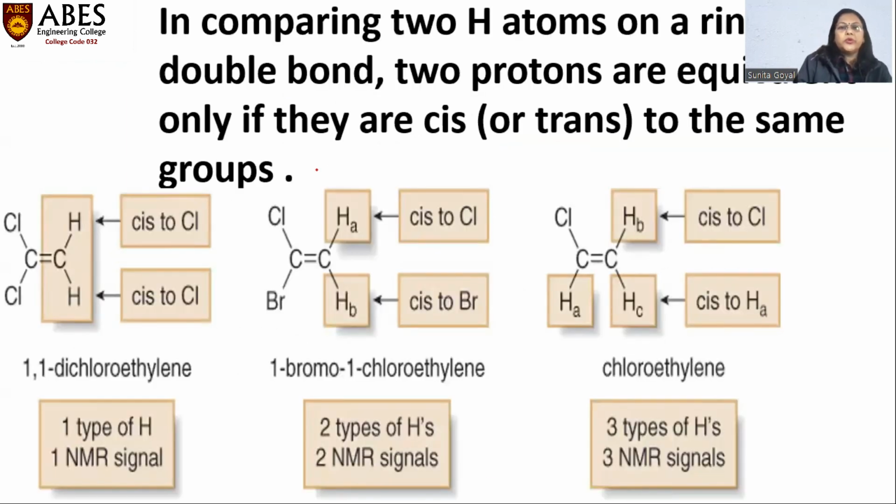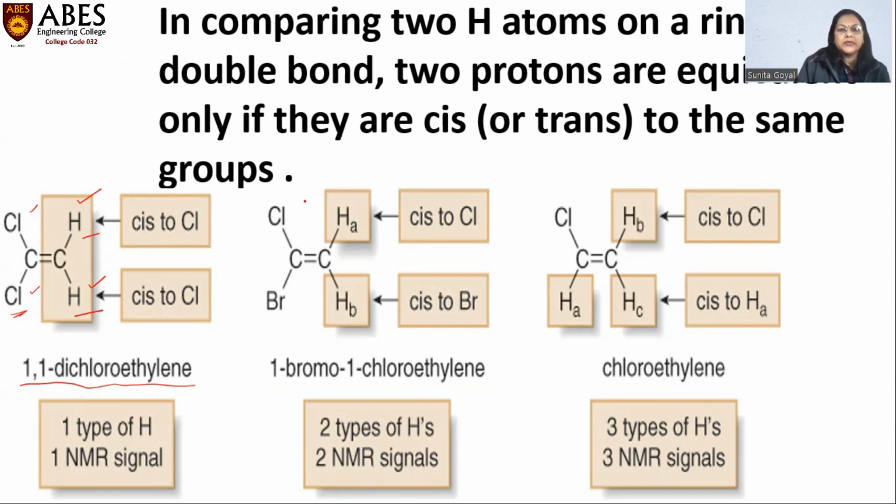Now, when double bonds are there and protons are attached on these carbon-carbon double bonds, how can we say they have the same signal? Take the example of 1,1-dichloroethylene. There are two chlorines on one carbon atom, and cis to them are 2 hydrogens. This proton is cis to chlorine, and this is again cis to this chlorine. Therefore, they both will give the same signal.